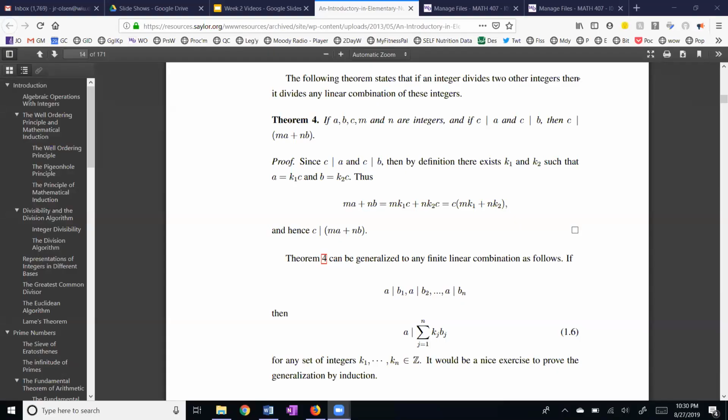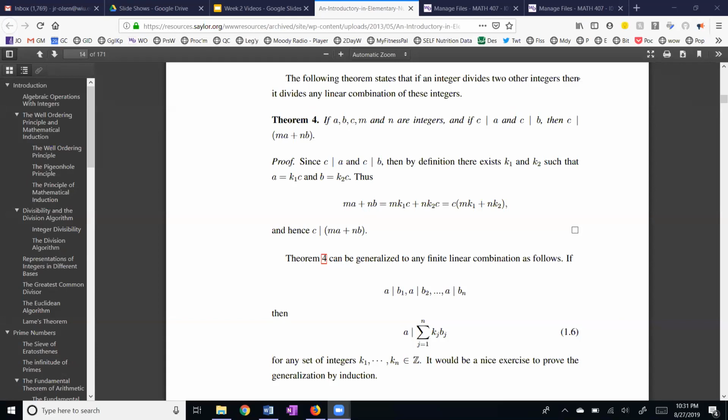Let's go ahead and read the proof. Notice that they start with the given information. The given information is the if clause. C divides A and C divides B. There exist integers K1 and K2 such that C times K1 equals A and C times K2 equals B.